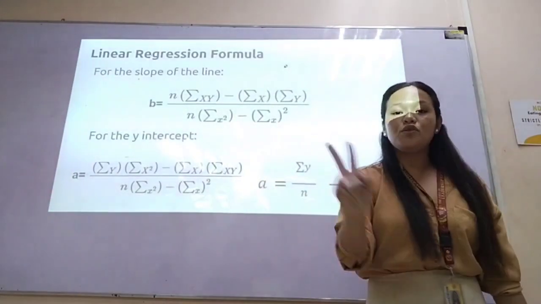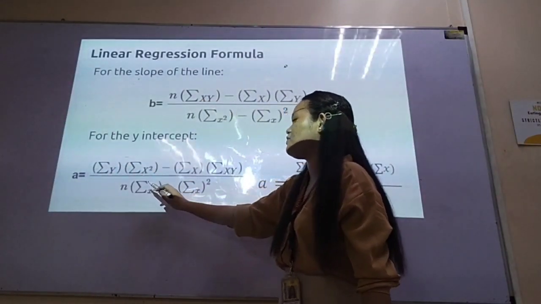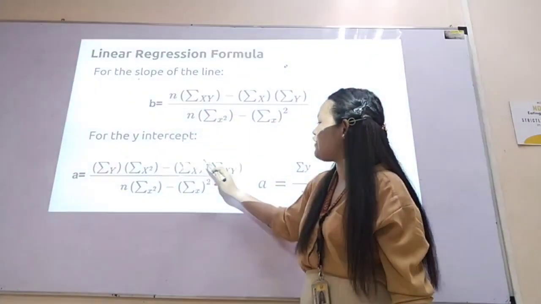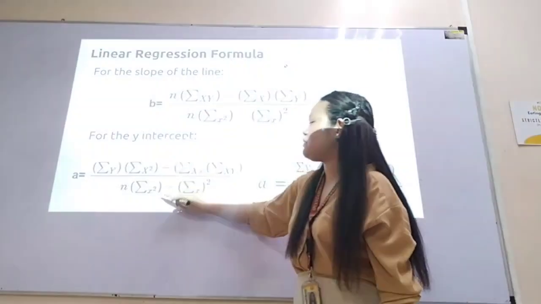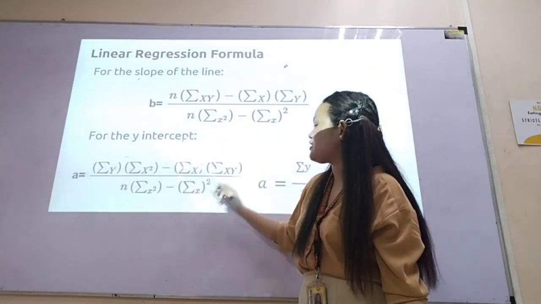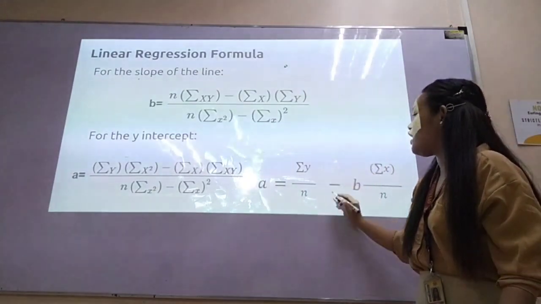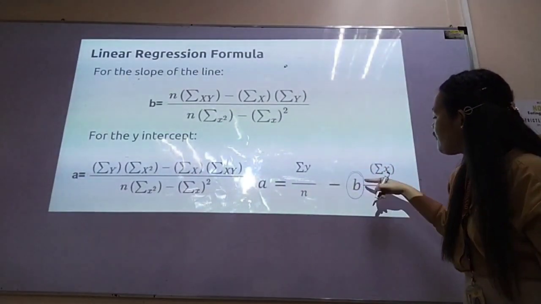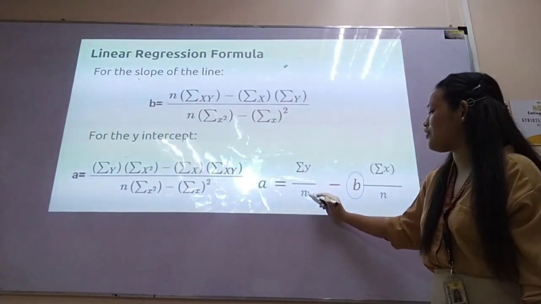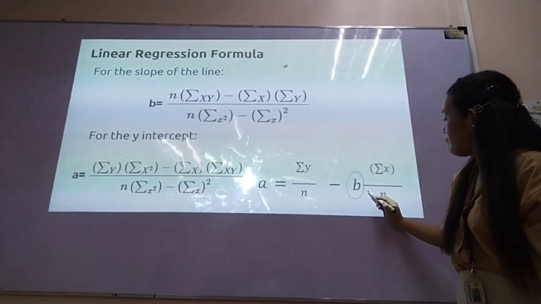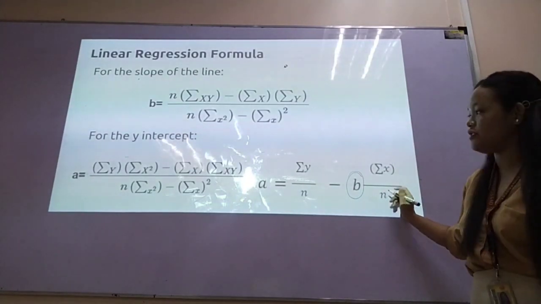Now for the y-intercept, there are two ways that we can get it. The first formula is A is equal to the summation of y multiplied by the summation of x squared minus the summation of x multiplied by the summation of xy, over the number of variables multiplied by the summation of x squared minus the summation of x to the power of 2. Or we can also use the other formula, where we have to find first the slope of the line. This is A is equal to the summation of y over the number of variables minus the slope of the line multiplied by the summation of x over the number of variables.